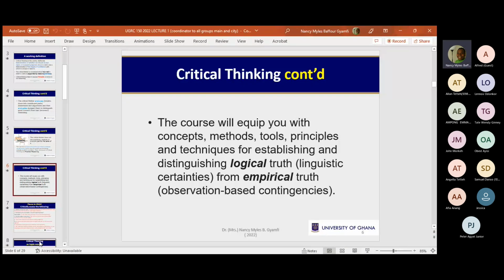The word logic there just means you are looking at the language the person is speaking to make an assessment and draw a conclusion. So logical truths do not depend on observation. It's in the language. Think of them as what? Deductions. Whilst empirical truths are based on observation, or they are what? Inductive.